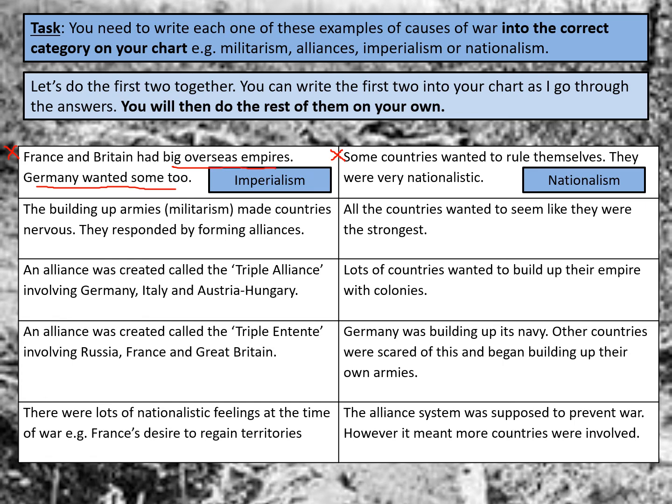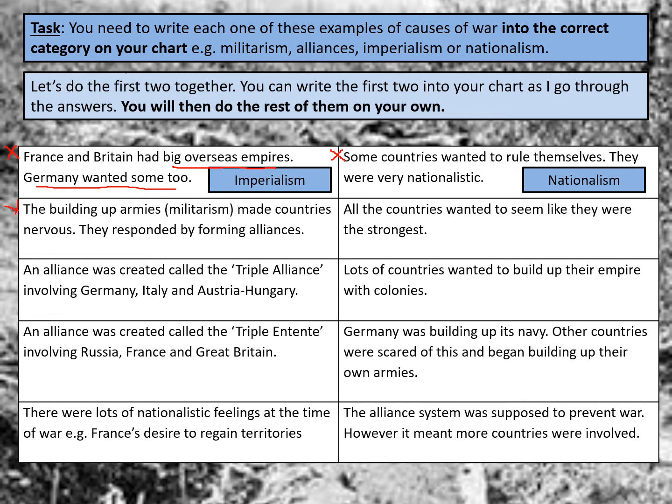So I'm going to leave you to now do the rest of them on your own. You're going to need to read each box carefully and write it down into the correct column or section of your chart. So the next one that you're going to look at for number 3 is going to be this one here, the building up of armies.